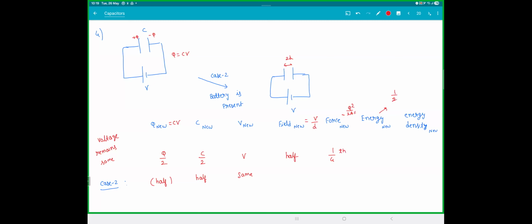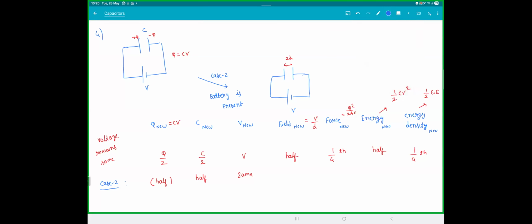Energy, I can use ½CV². See, nothing wrong, you can use Q²/2C also. I'll use ½CV² because V is constant. Capacitance became half, so this is also half. Field became half, so energy density becomes 1/4. Check your answers. All clear with this? Yes, clear. We will see something similar again later on in the same chapter.